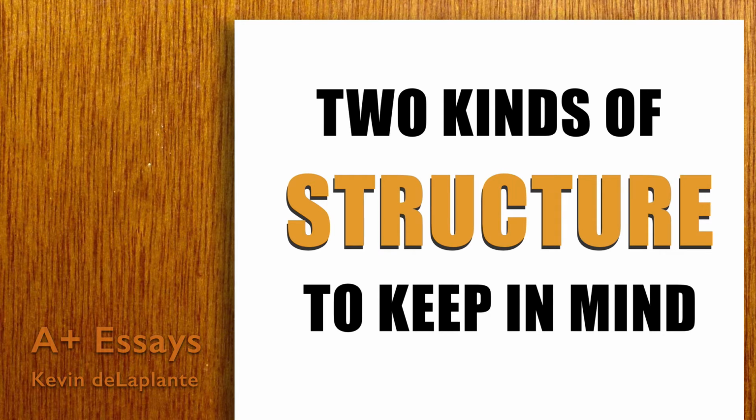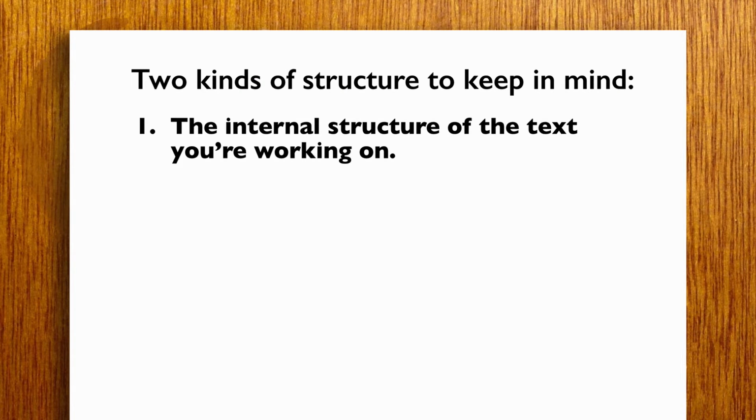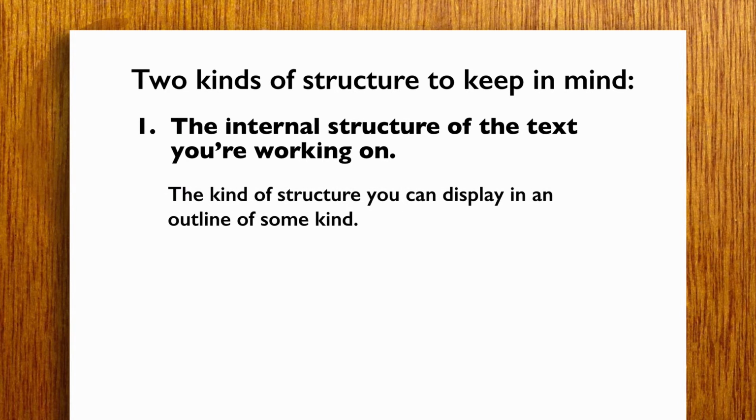When we talk about a structured approach to essay writing, there are two different kinds of structure to keep in mind. On the one hand, there's the internal structure of the text you're working on that is helping to guide the writing process. This is the kind of structure you can display in an outline of some kind. For example, if I'm writing a short story and I'm consciously trying to present the story within a traditional 3-act narrative structure, that's an example of internal structure that is helping the writer build the story.